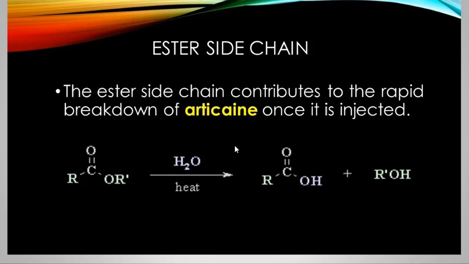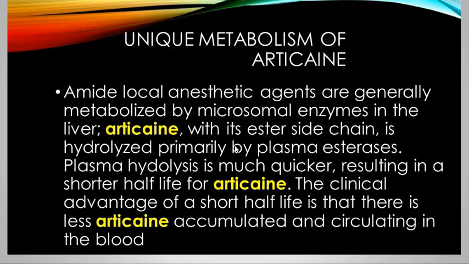And as far as the ester side chain, the ester side chain contributes to the rapid breakdown of articaine once it's injected. And this decreases its toxicity potential. To tell you a little bit of how this side chain allows metabolism to occur, amide local anesthetic agents are generally metabolized by microsomal enzymes in the liver. But articaine, with its ester side chain, is hydrolyzed primarily by plasma esterases in addition to the liver. So this plasma hydrolysis is a lot quicker, and it results in a much shorter half-life.